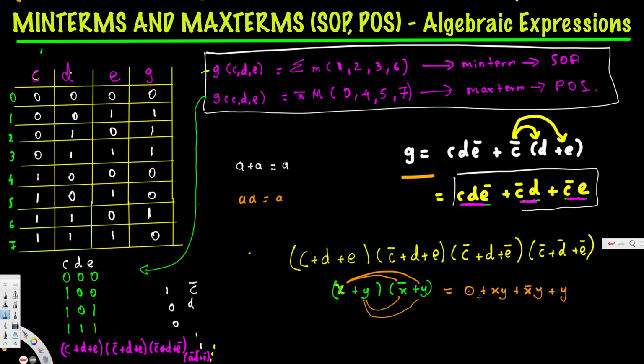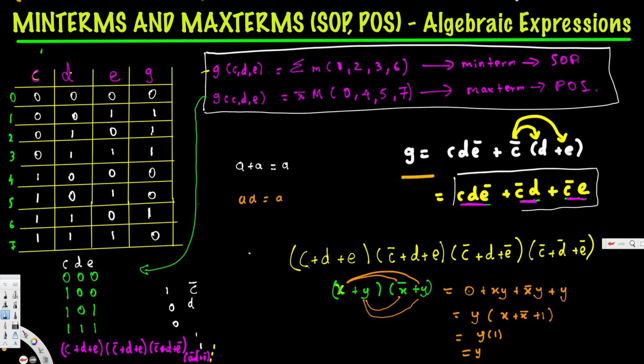The same thing goes for y. And the next thing is we can take the y common, and that's what we are going to get: y times x plus x bar plus 1. And in an OR gate, if we have a 1, it doesn't matter whatever other things we have, it's always going to result in 1. So this is going to be y times 1. So finally we get y. This is going to help us because we are going to use this one in order to solve this one.